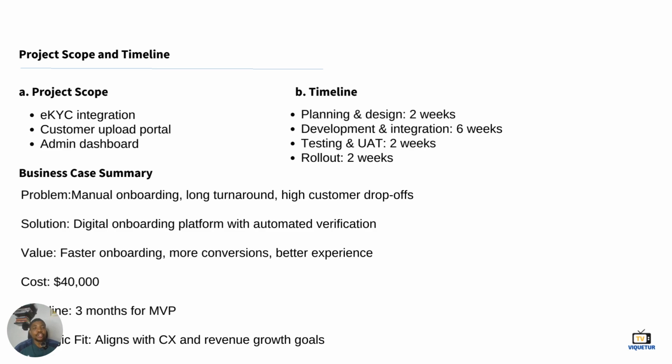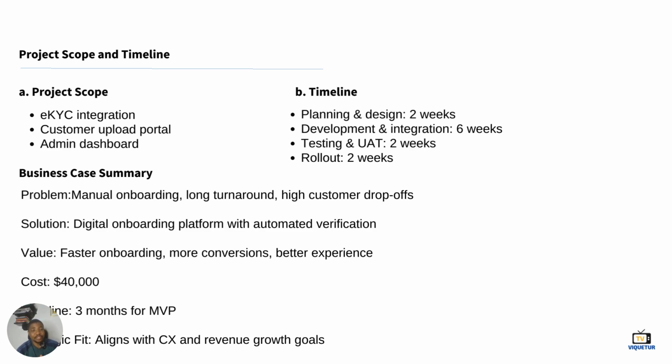After which you then map the scope of your project. So for this particular project, for us to have an MVP, what MVP means, minimum viable product. Sometimes for your business case, you don't need to talk about the entire project. You just want to give them an idea of what the solution is going to be that will solve the problem. So for us, this is where you define the project scope. So my project is going to have, or my solution would have, eKYC integration. It's going to have the customer upload portal, and it's going to have the admin dashboard.